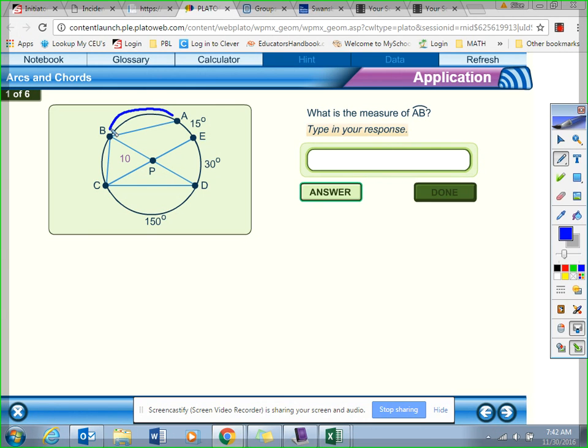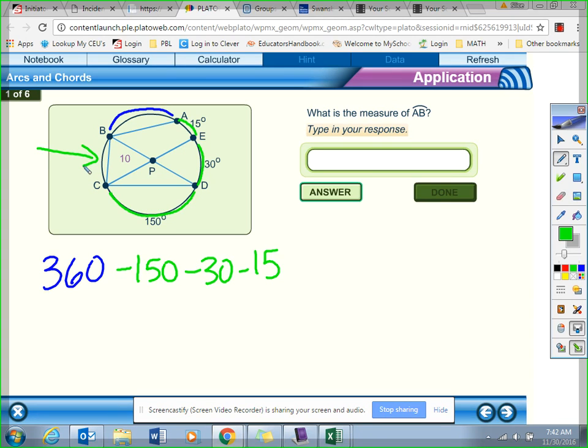So here, I'm starting off with 360, and I'm going to subtract all the other pieces that I have that are shown. So I know from here to here is 150, so I'm going to subtract that off. I know from here to here is 30, I'm going to subtract that off. I know from here to here is 15, so I'm going to subtract that off. But the piece that you're missing, that you also need to subtract off, is right here. I don't know what B to C is.